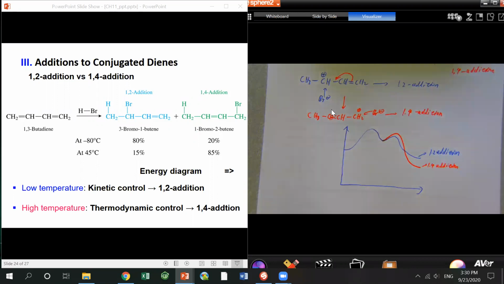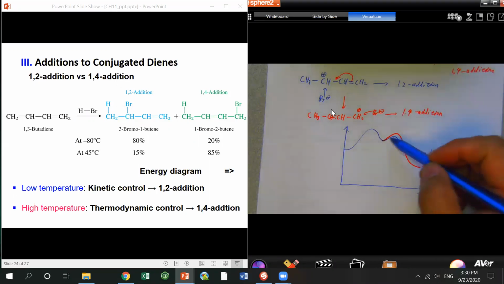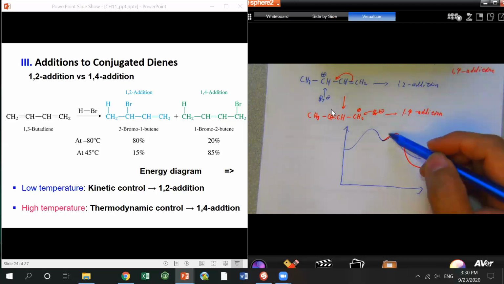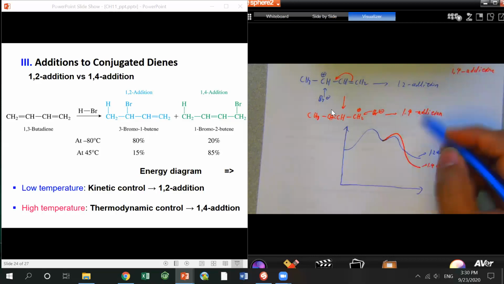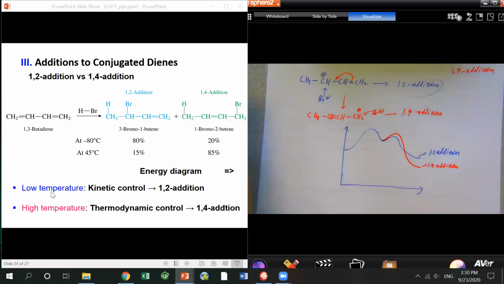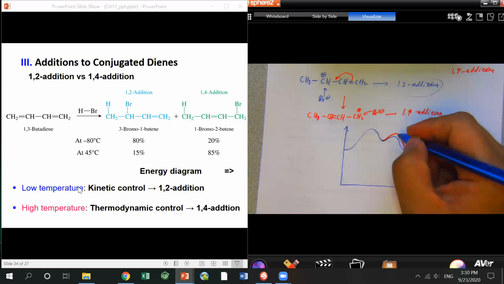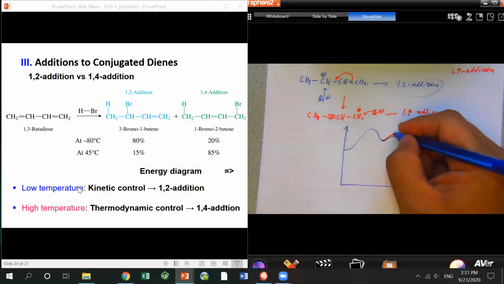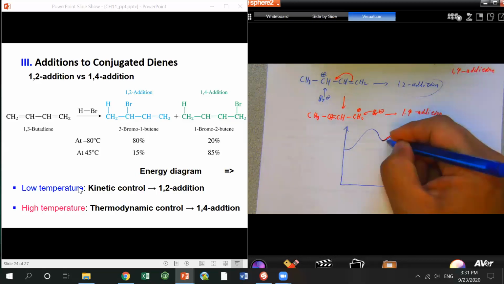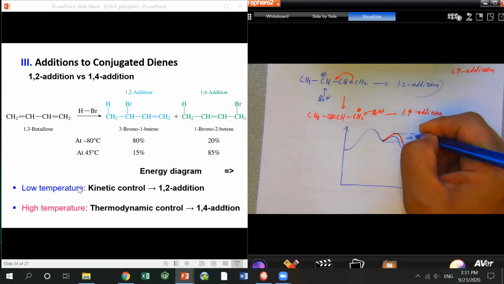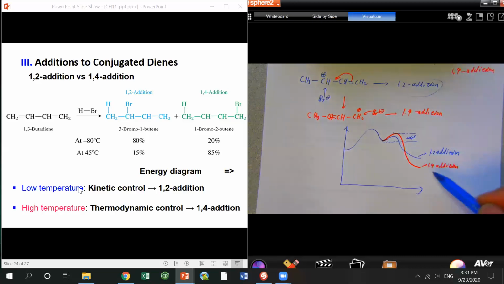And then this one leads to the 1,4 addition. So if it's at a low temperature, the reaction wants to cross the lower energy barrier, so you don't want to go too high on the energy barrier. So that means low temperature gives 1,2 addition. So that's what we call kinetic control. Here the 1,4 addition has a higher energy barrier than the 1,2 addition.